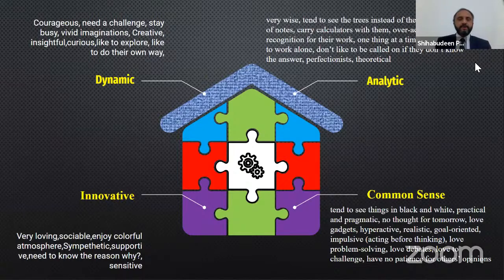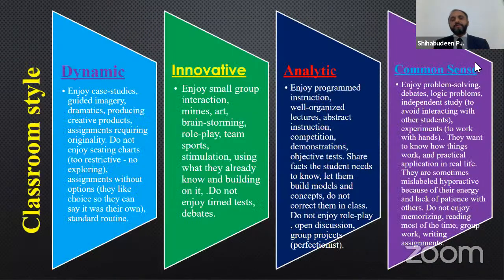Now we can discuss what kind of classroom these children require. It is our responsibility to set up a classroom that satisfies different learning styles. Dynamic learners enjoy case studies in the classroom, and dramatics, producing creative products, and assignments requiring originality. They do not enjoy restrictive seating charts, no exploring, assignments without options, and standard routine.